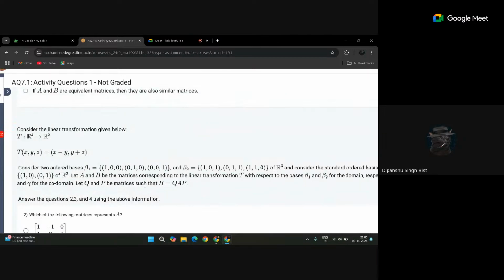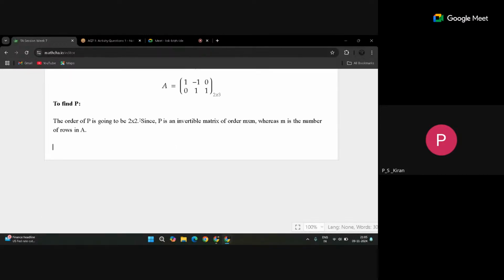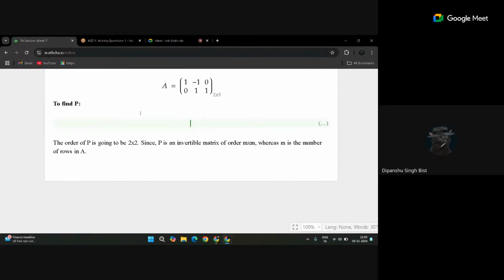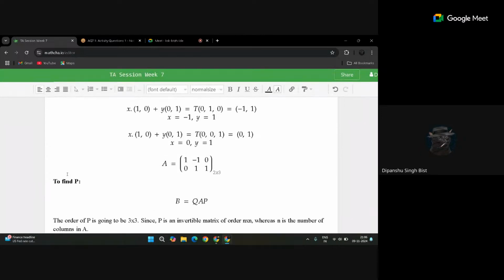Okay, they have defined it in a different way. My bad. Sir, in this question, it's not PAQ, it's actually QAP. So it should be 3 cross 3, since P is of order n cross n, where n is the number of columns in A. Now the question is, how can we find the Q?